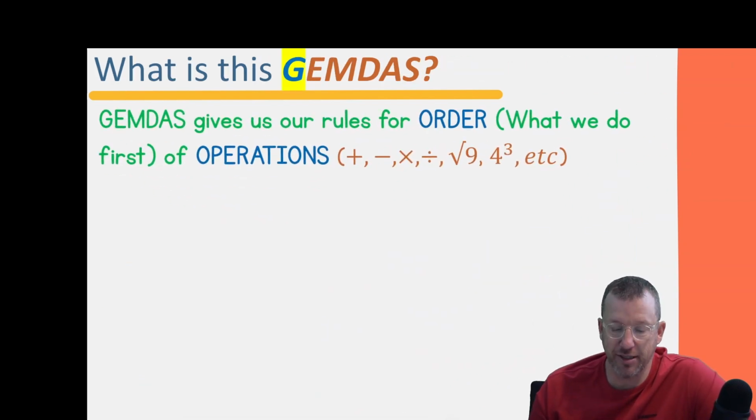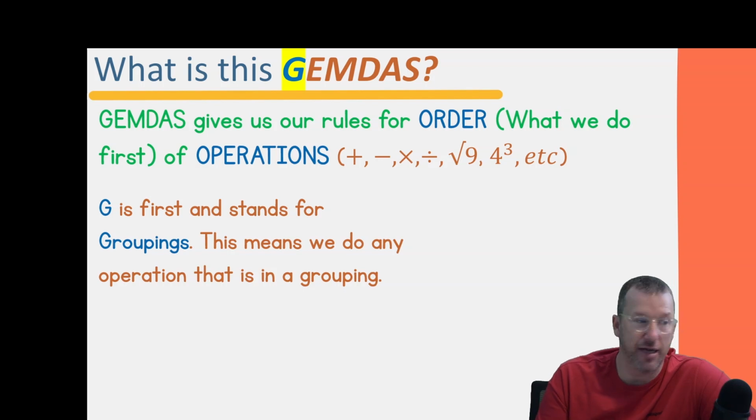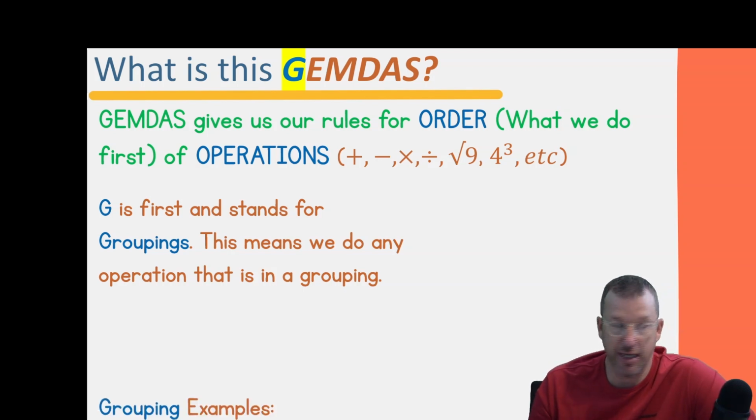So GEMDAS gives us our rules, so that we know what order of operations we are going to do first. The first thing we do is the G. The G stands for groupings. This means anywhere we see numbers or operations that are grouped. And that can be in a lot of different forms. That can be in parentheses.